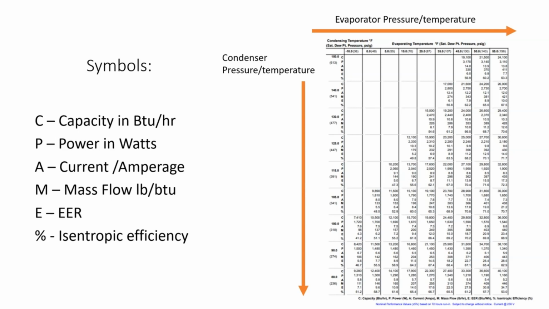EER is the number of BTUs to watts, and isentropic efficiency is a measurement of actual work performed to work performed under ideal conditions. Another way to look at that would be losses. As technicians, we can use capacity, amperage, and sometimes power and mass flow from these tables to troubleshoot issues within a system.